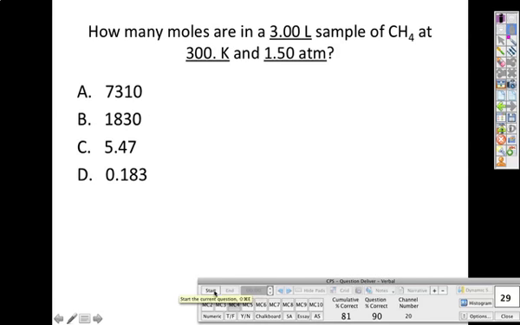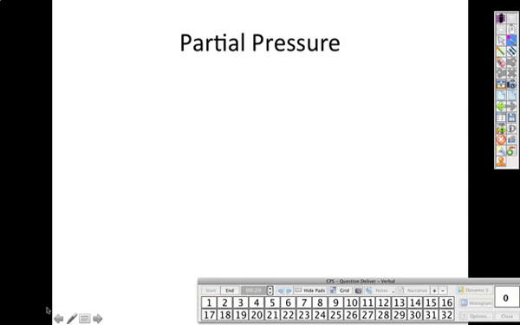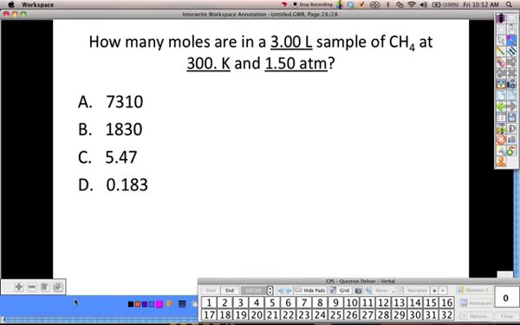So, let's look at our first example here. It says, how many moles are in a 3.00 liter sample of methane? CH4 is methane. You don't have to worry about that right now, but just so you know, that's methane. At 300 kelvins and 1.50 atmospheres. So I'm not dealing with any changes here, like I was with the combined gas laws, which means I'm going to be using PV is equal to nRT.